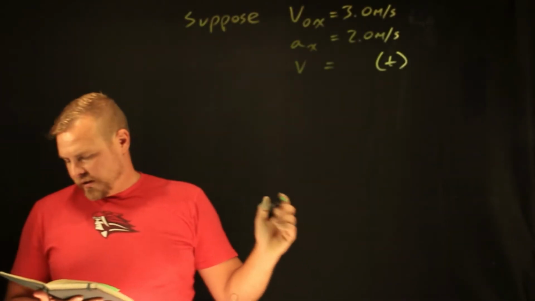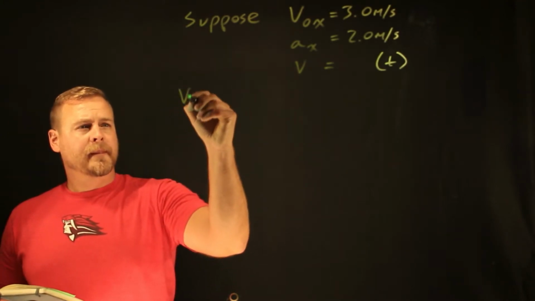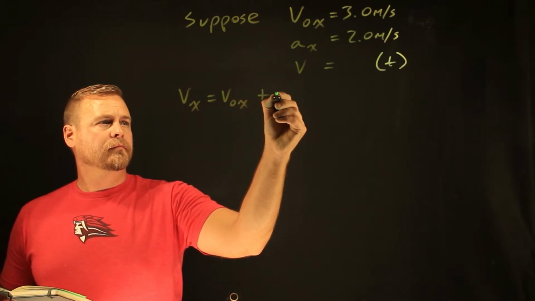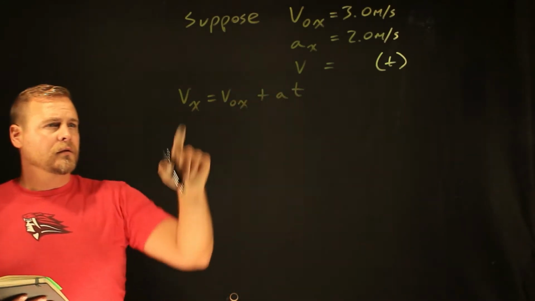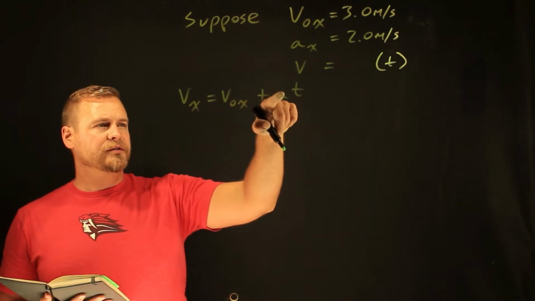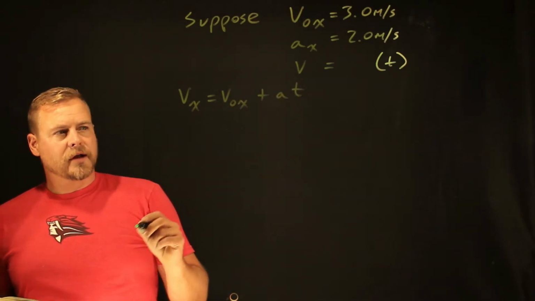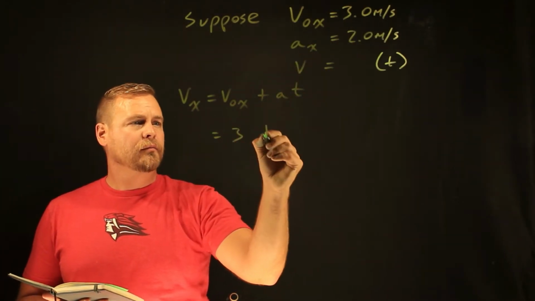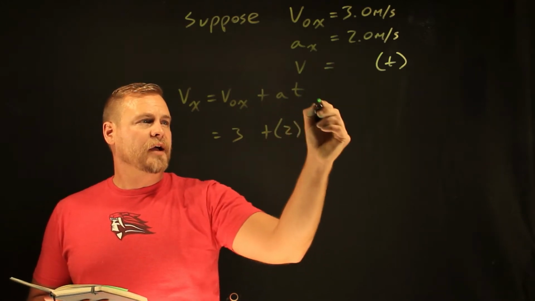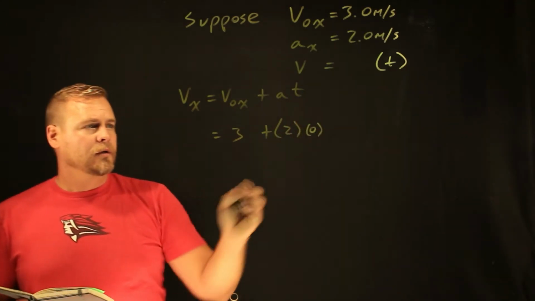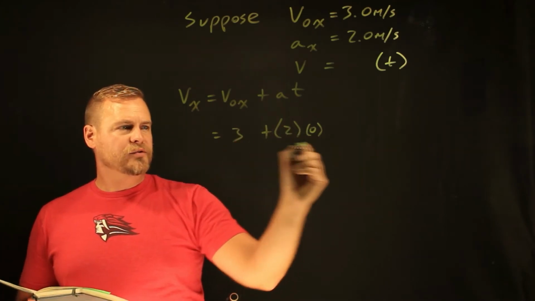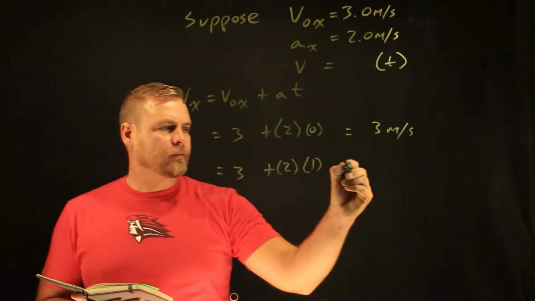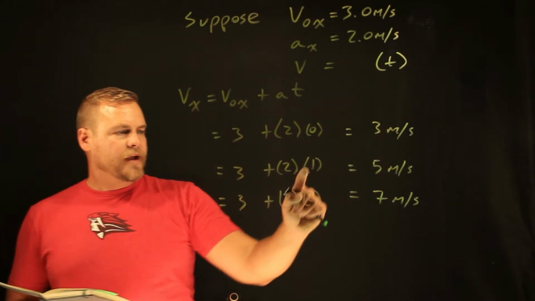Now instead of graphing this all out, we can use the equation. Final velocity is equal to initial velocity plus the acceleration times a certain amount of time. So initial velocity of 3 plus 2 times 0. This term goes away, and so I know at time 0 I'm moving 3 meters per second. And this is for time 0, time 1, and time 2.